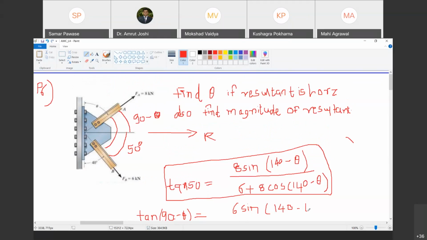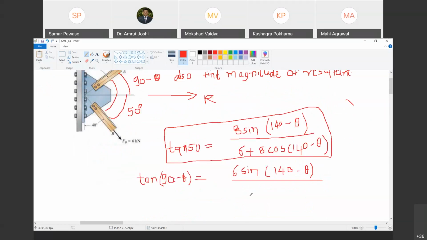Am I right? Yes, sir. Upon, bolo, 8 plus 6 cos 140 minus theta. Am I right? Yes, sir. So this also is the equation. On both sides you have theta now, so it is a little more complicated equation. But you can use either of these two equations. These two equations can be solved on Casio. ये आप ध्यान में रखना.